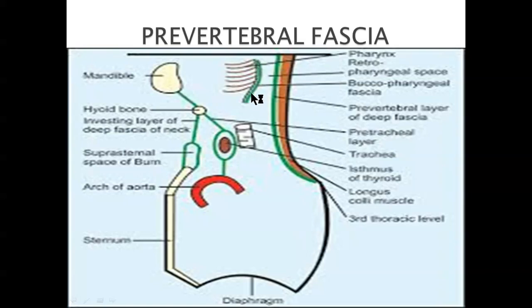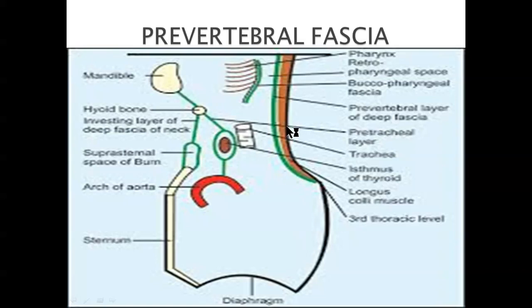Now the prevertebral fascia is separated from the pharyngeal fascia. This one is your buccopharyngeal fascia, and this one is your prevertebral fascia. Between the prevertebral fascia and the buccopharyngeal fascia there is a space formed. That is the retropharyngeal space. As we know, the retropharyngeal space is the common site for inflamed lymph nodes and abscesses, which we will talk about in detail further. So remember, this is your prevertebral layer.